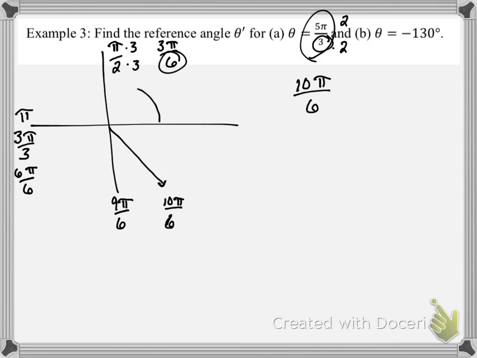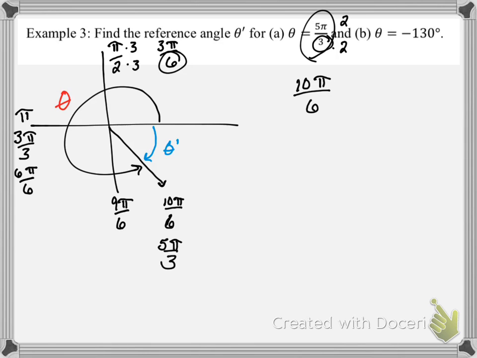So that's going to be this rotation. And we know 10 pi over 6 is the same as 5 pi over 3. So that's going to be my theta. So here's my theta. So my reference angle is going to be this angle here. Okay, but how do I find that? That's the tricky part.